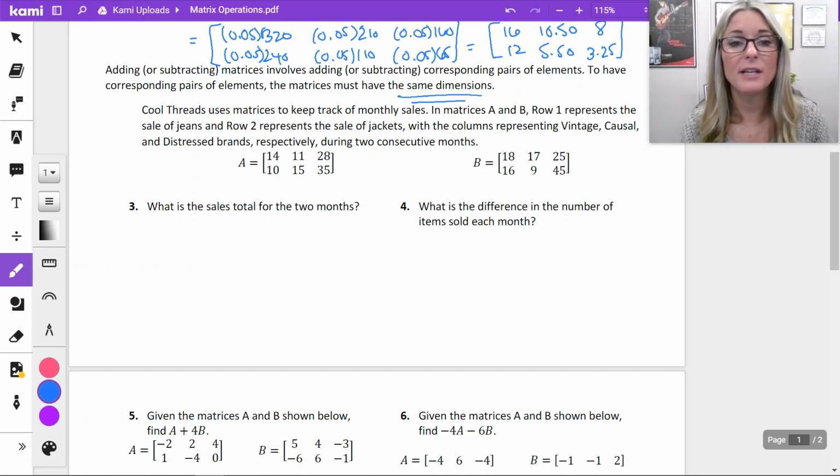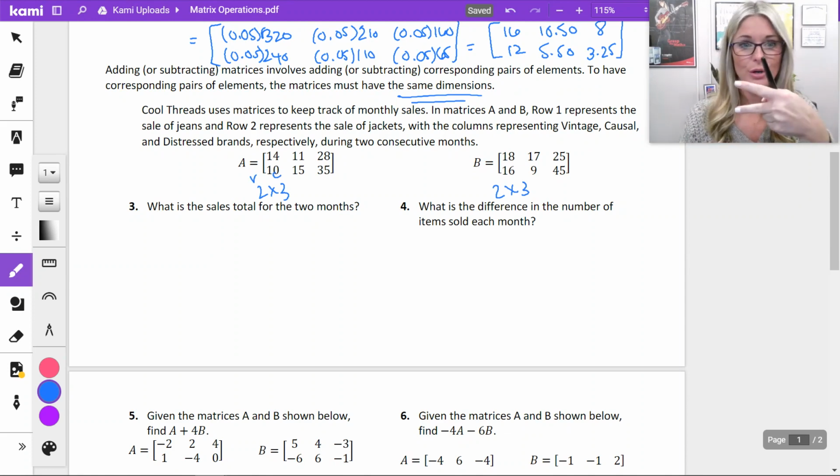So notice in both of these matrices, this is considered a 2x3 matrix, and this is also a 2x3 matrix. We always talk about our rows times our columns. So there's 2 rows, 3 columns, and same on matrix B, it's 2 rows and 3 columns. So they have to be the same because we're going to add or subtract each element. So everybody's got to pair up somehow.